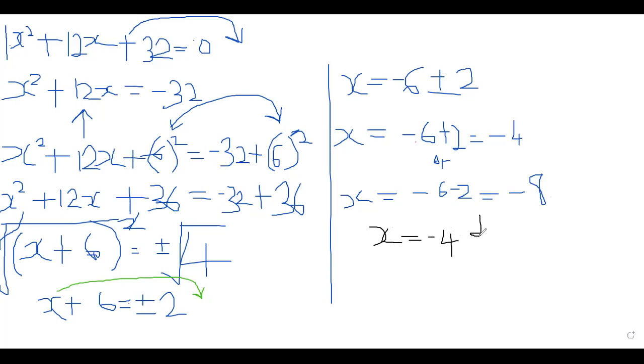X equals what? Minus 8. You can see that completing the square method is very simple. You can see it's very simple.